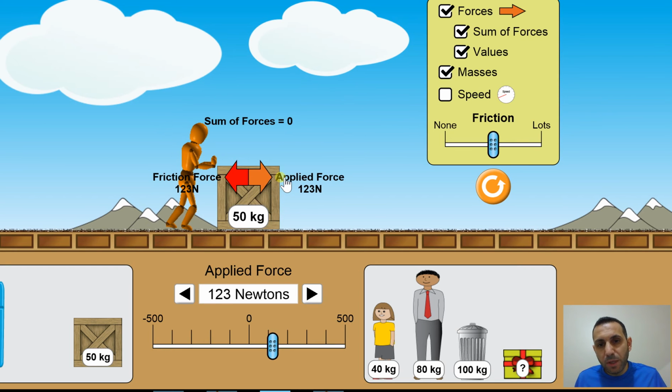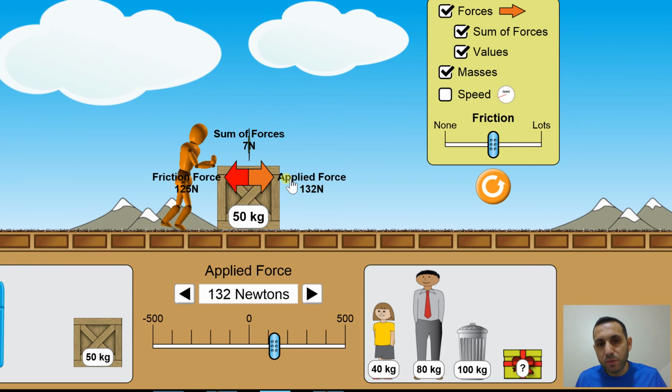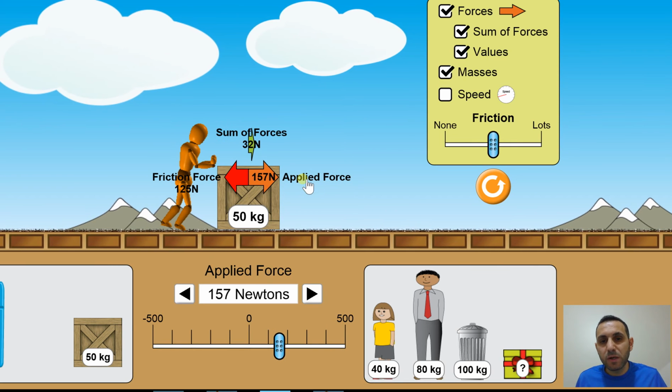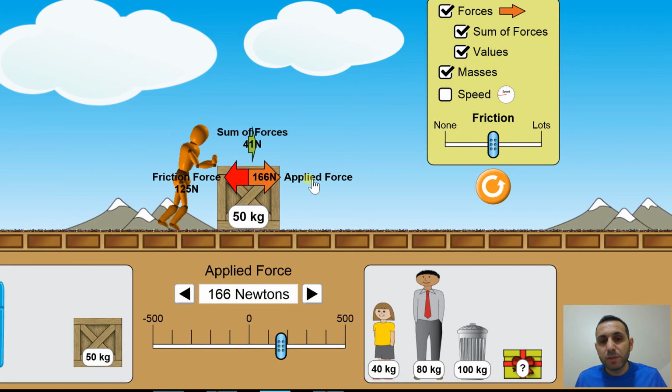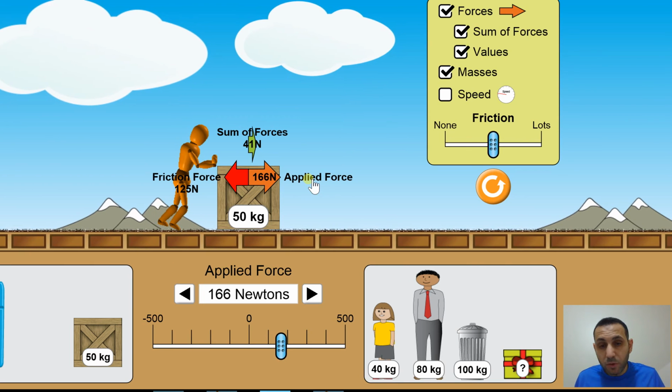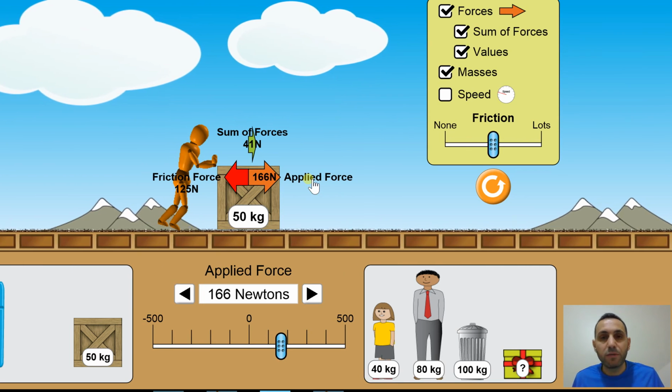If I increase the applied force more, now the box starts moving because the applied force now exceeds the maximum static friction. Once the box starts moving, the friction force is still there, but it's not static anymore. It's called kinetic friction.